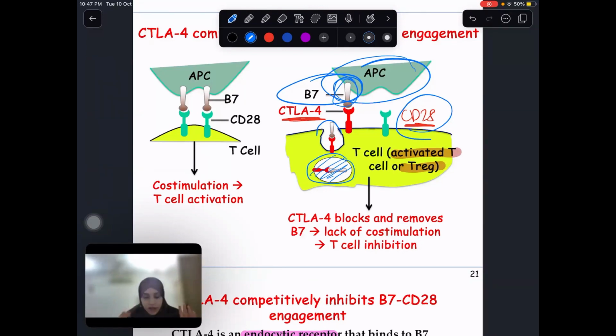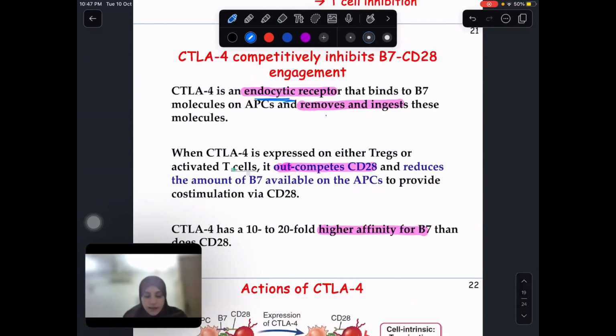Okay? Again, it's an endocytotic receptor, meaning what? It will remove the B7. Obviously, it will bind to it first, and then it will remove and ingest it. As I mentioned, the CTLA4 will be expressed on either the Treg or activated T cells. I mentioned this many times, and it will outcompete CD28. So it will compete with the CD28, and it will always win.